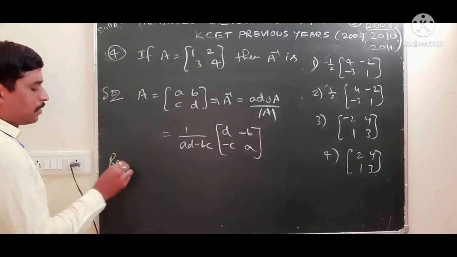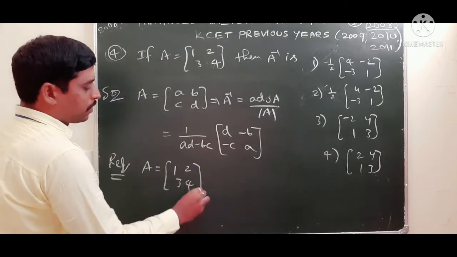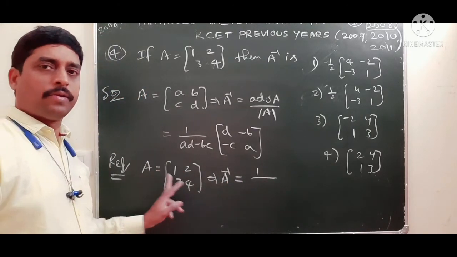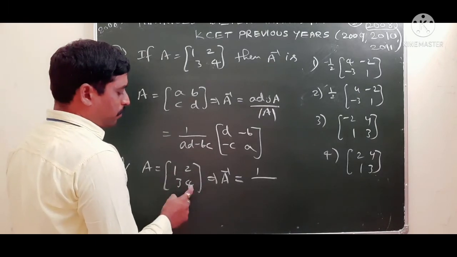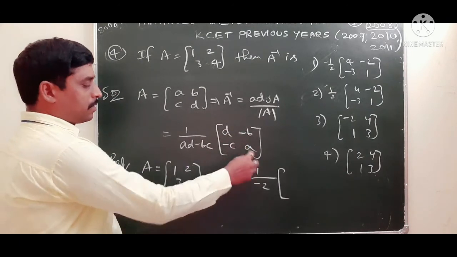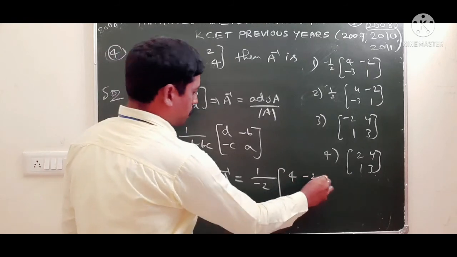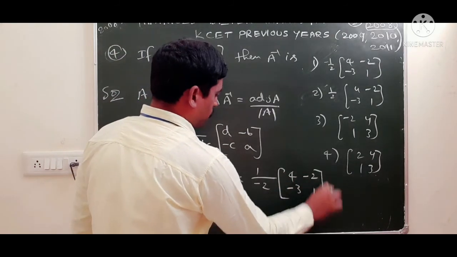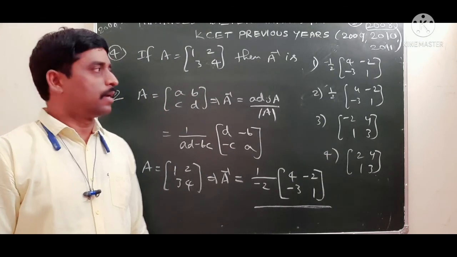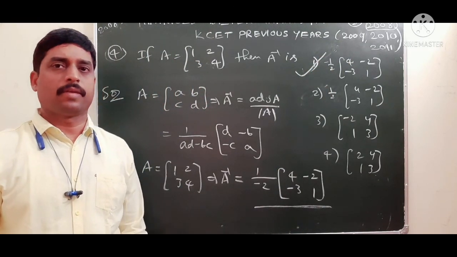What is our target? From the statement, A is given as 1, 2, 3, 4. So A inverse is equal to 1 by ad minus bc, where a, b, c, d values are 1, 2, 3, 4. That is 4 minus 6, which is minus 2. Then d, minus b, minus c, a: 4, minus 2, minus 3, 1. This is A inverse. Which option is correct? First option is correct. Thank you for watching. Remaining problems I will explain in the next part.